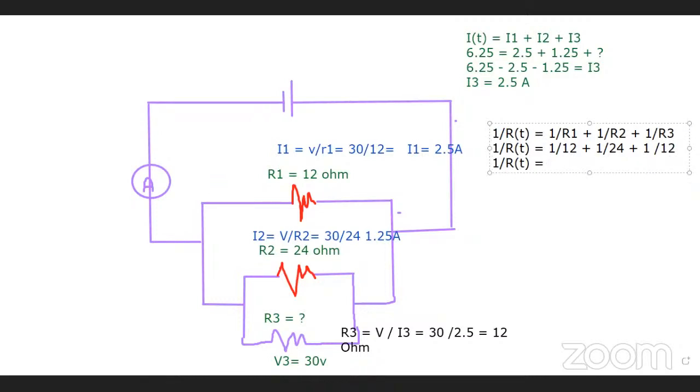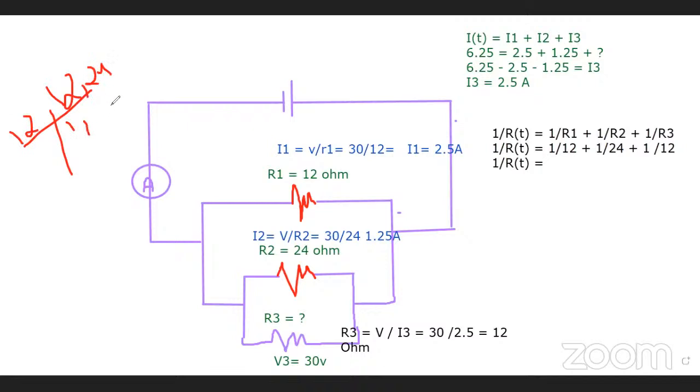Okay. Let's do the calculations. 1 over 12 is equal to 0.083. I guess let's take the LCM and solve it. What do you say? Because we prefer students to take the LCM rather than write the answer in decimals. So what will be the LCM of 12 and 24? Let's take it out. It is 24.